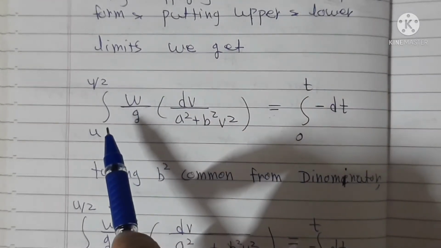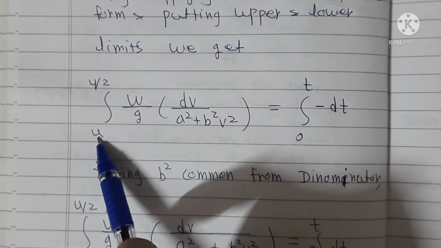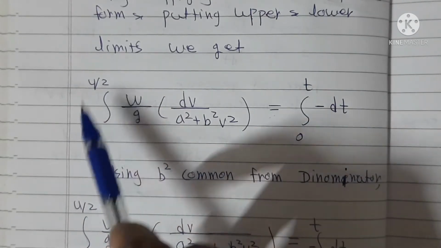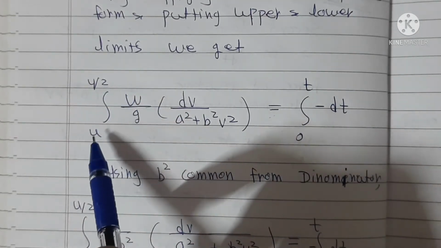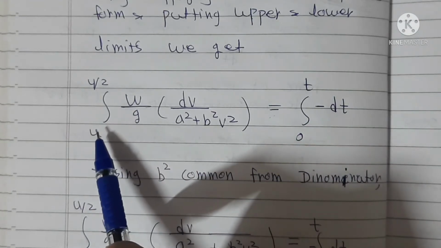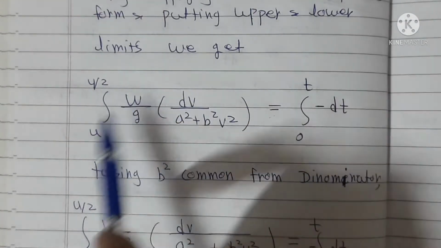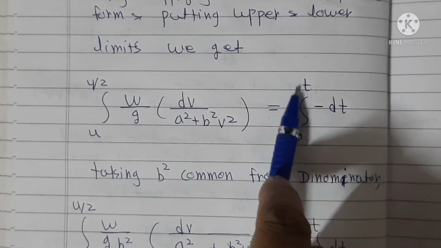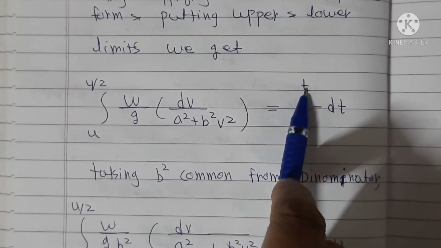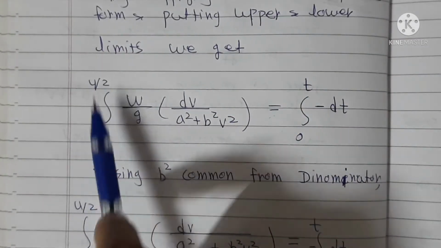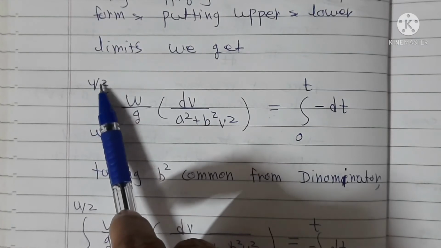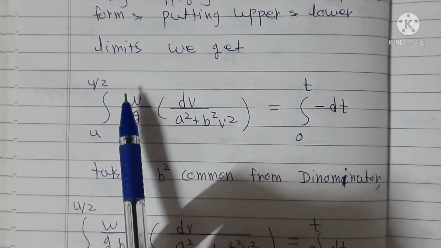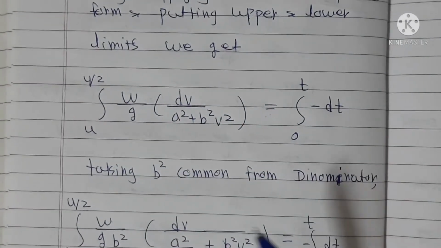We have to achieve the speed from u to u upon 2, half speed. When the brake is suddenly applied to the ship, the velocity becomes half of the original speed. Initially the time is 0 and after that the time is small t. Therefore the lower limit is 0, the upper limit is t, the initial velocity is u, and after applying the brake the velocity is half, that is u upon 2.